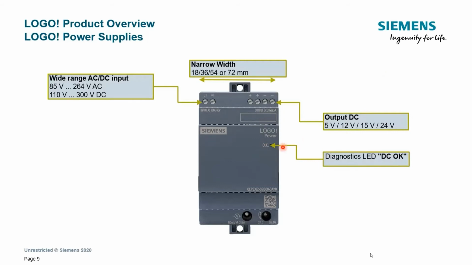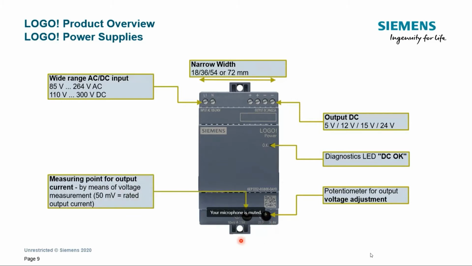The diagnostics is the DC OK LED, and we have here the potentiometer for adjustment of the output voltage. So after switching on the power supply for the first time, we always adjust this potentiometer and measure the output voltage here and make sure this is 24 volt or maybe higher than that based on whatever requirement we have.